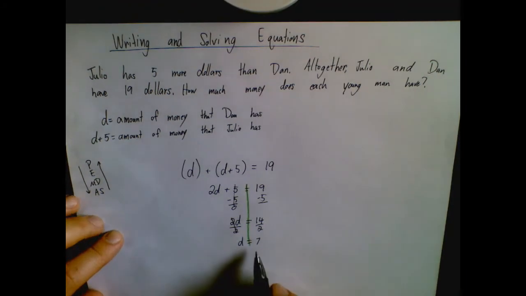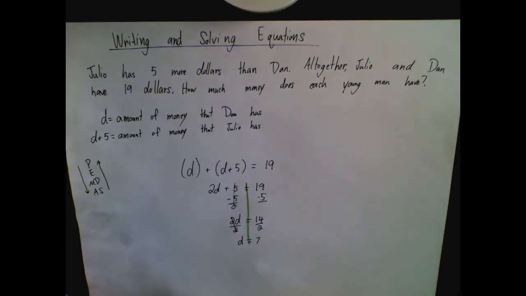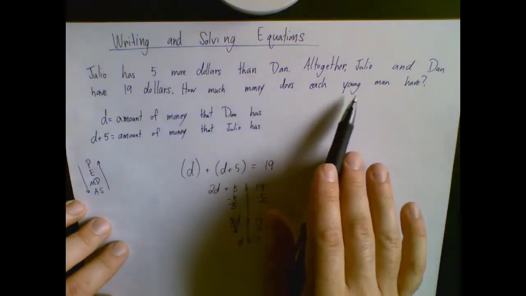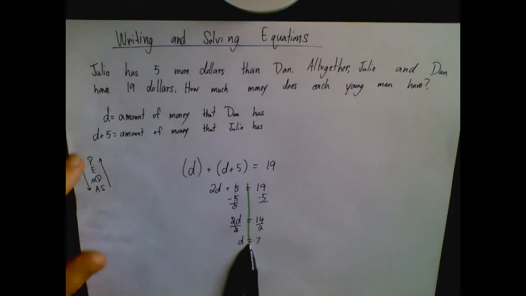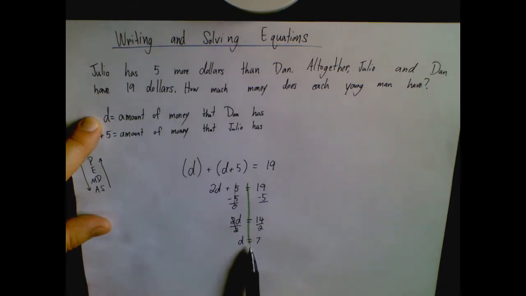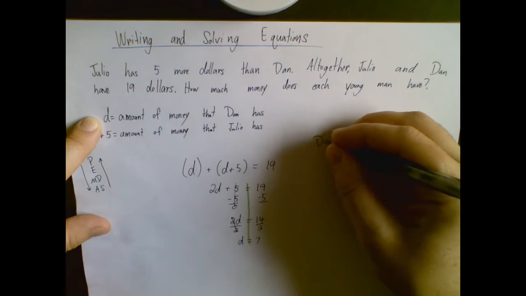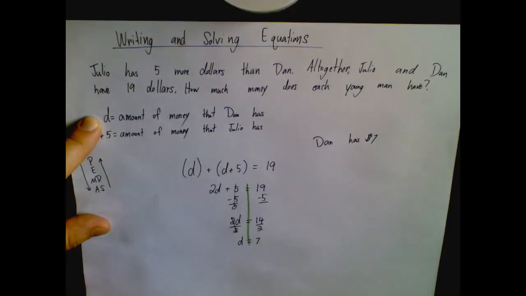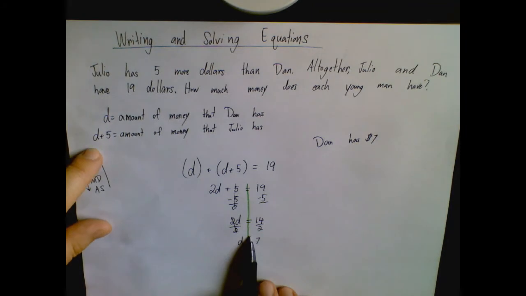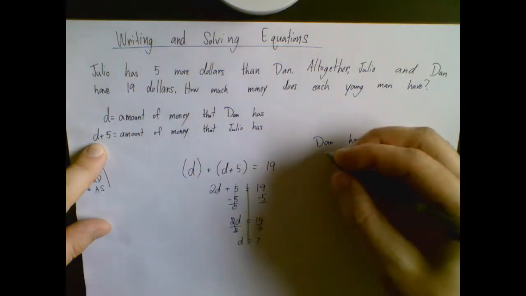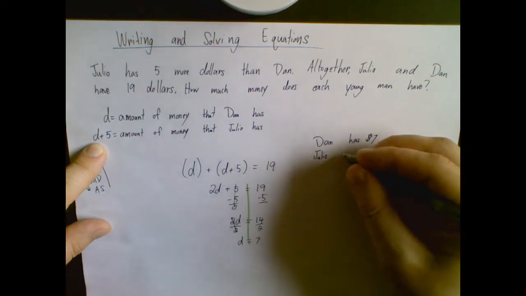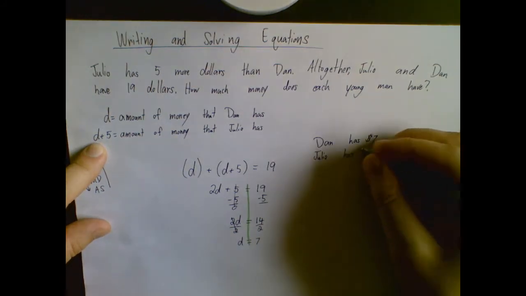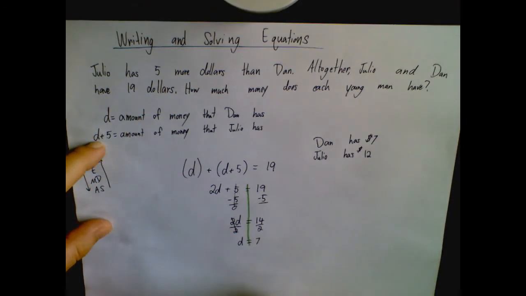Okay. Now be careful, this did start as a word problem. So what does that mean? Because I want to know how much money does each young man have. D, if I come back to where I took my notes, is the amount of money that Dan has. So Dan has $7. And then D plus 5 was Julio. So Julio has 7 plus 5, or $12. And that's where this one would wrap up.